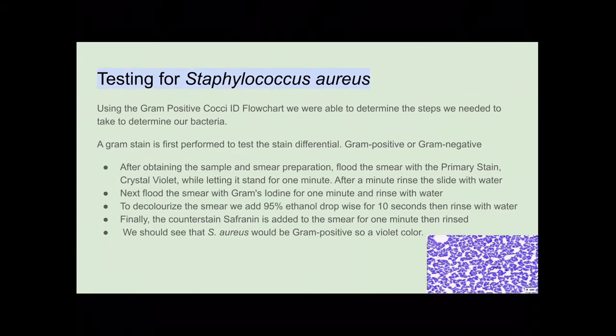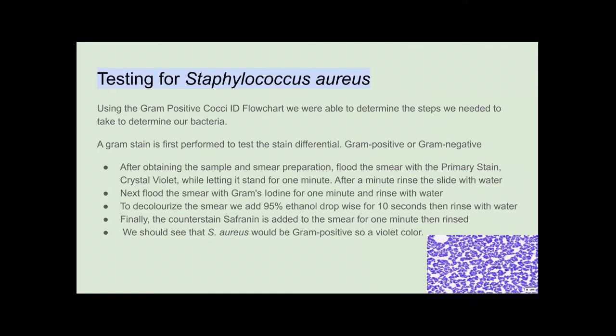So let's talk about testing for Staphylococcus aureus. So to start, we figured it out by using the gram-positive cocci ID flowchart. And to determine that, we use the gram stain. So using the gram stain to perform the differential test between gram-positive and gram-negative.